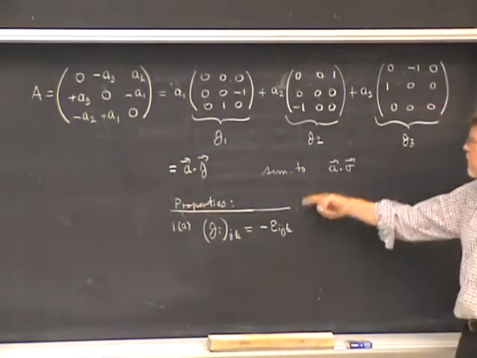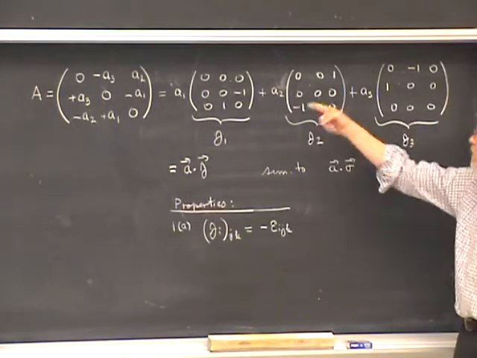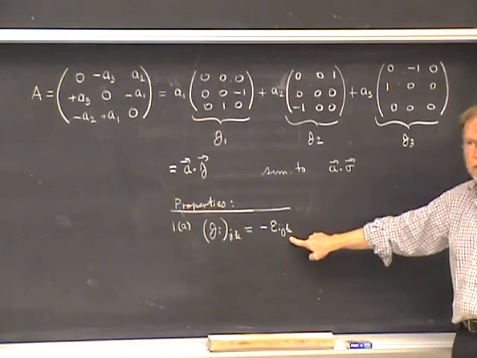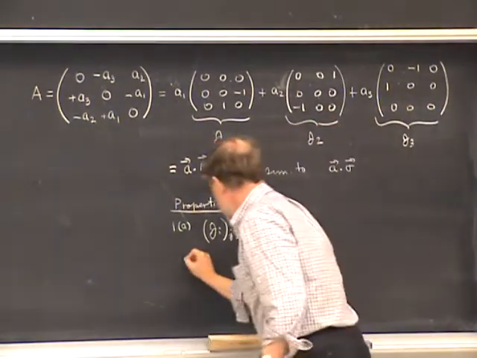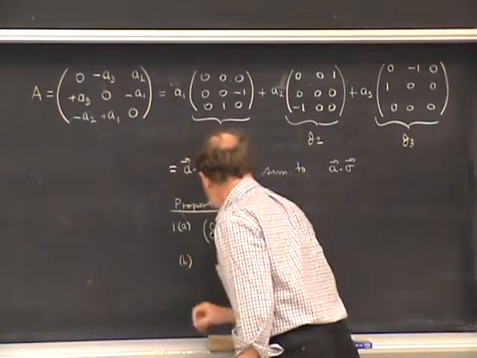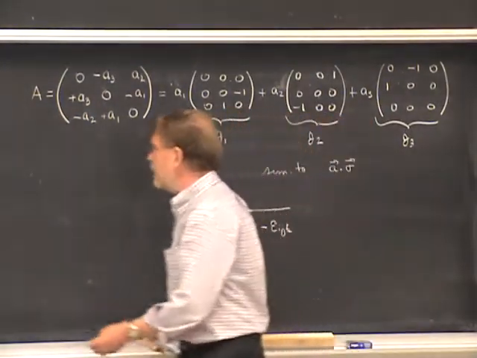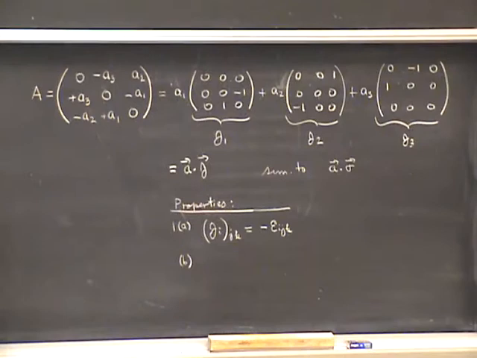And to check that, you just need to look at the ones and zeros here. There's 27 numbers, and they turn out to be this. It's just another way of writing the epsilon symbol, actually. There's a close variation on this property, which is the following. Maybe I'll derive it before I write it down. The derivation is this: let's take A dotted into J.